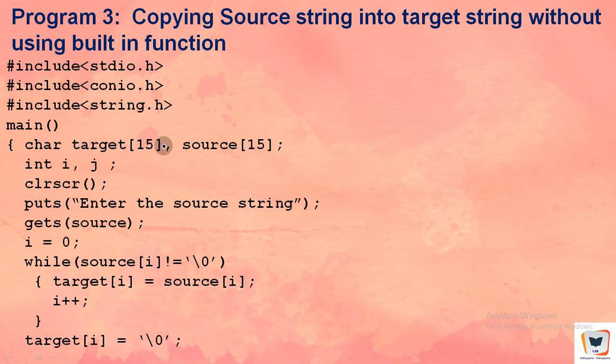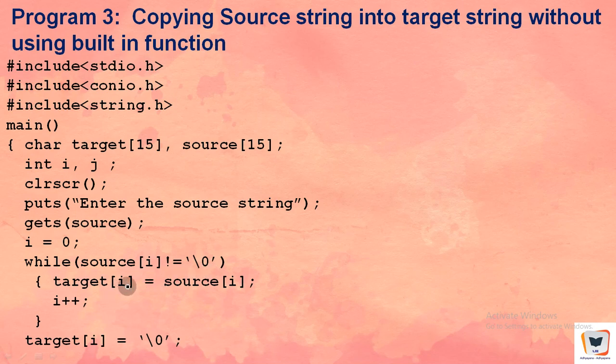Character target, which is capable of holding 15 characters, and source will also hold 15 characters. i and j for running loops, in order to keep account of the number of characters in target and source. Okay, they are loop indices, and we will see how exactly they are being used. Enter the source string. First of all, source string is to be given, i is set to 0, while source of i, because source contains the string that you have just entered, maybe your name, source of i not equal to 0, not equal to the null character, till the null character is reached.